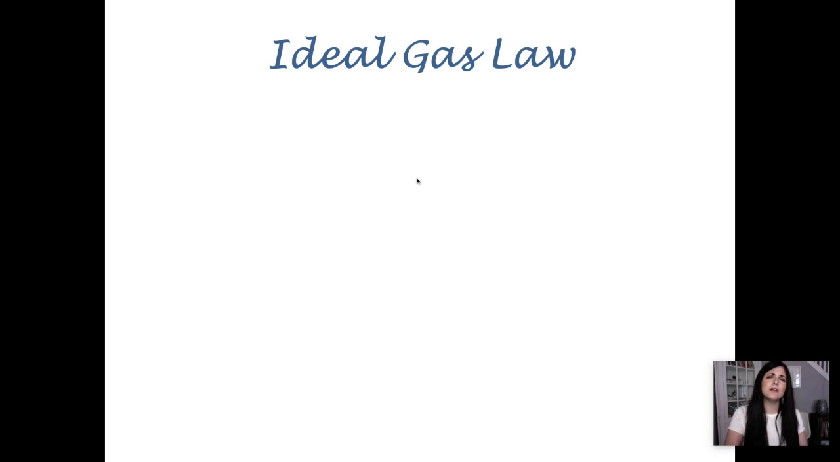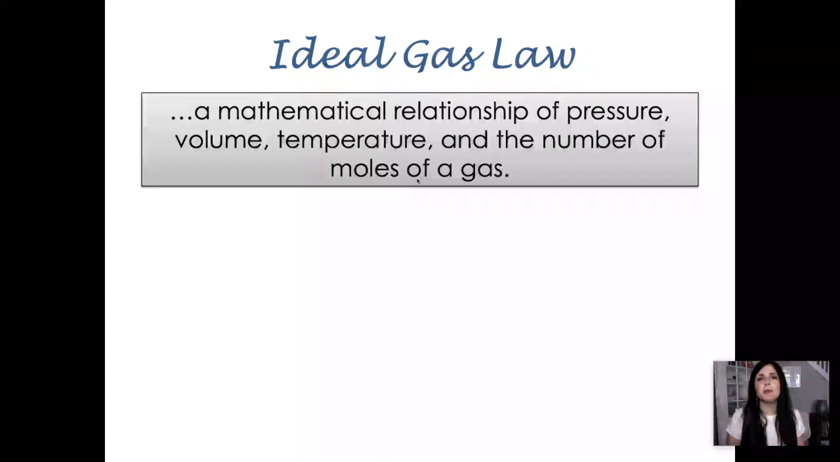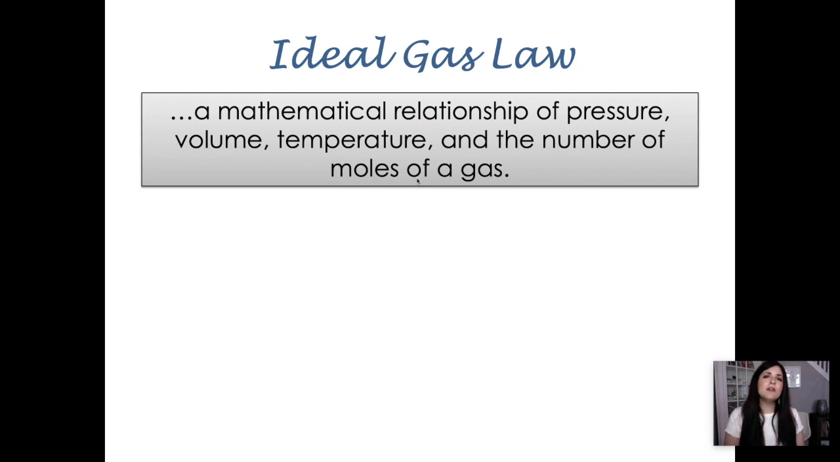So the ideal gas law tells us the conditions of a gas depending on how many moles of the gas there are, or the volume of that gas, and the temperature, under a bunch of different conditions. I'm just going to give you the definition here rather than talking about it anymore. So it's a mathematical relationship of pressure, volume, temperature, and the number of moles of a gas. So we already know that 1 mole of a gas at STP, standard temperature and pressure, 1 atmosphere, 273 Kelvin, takes up a volume of 22.4 liters.